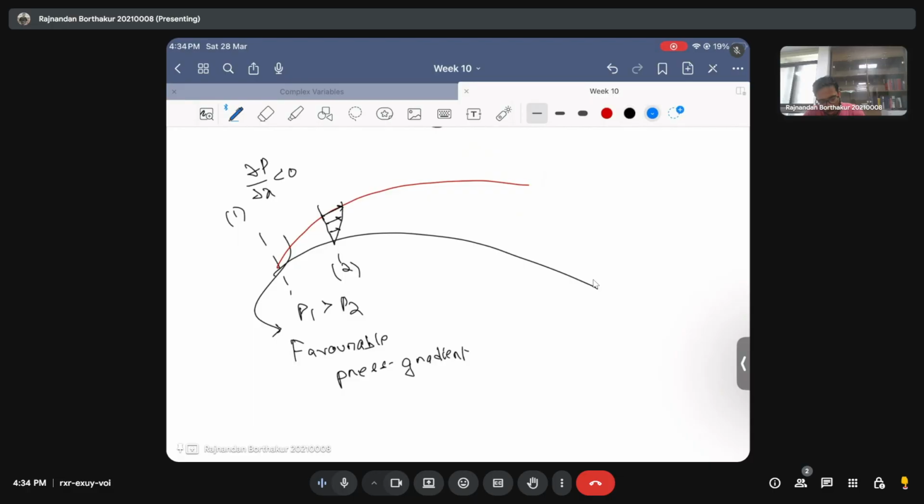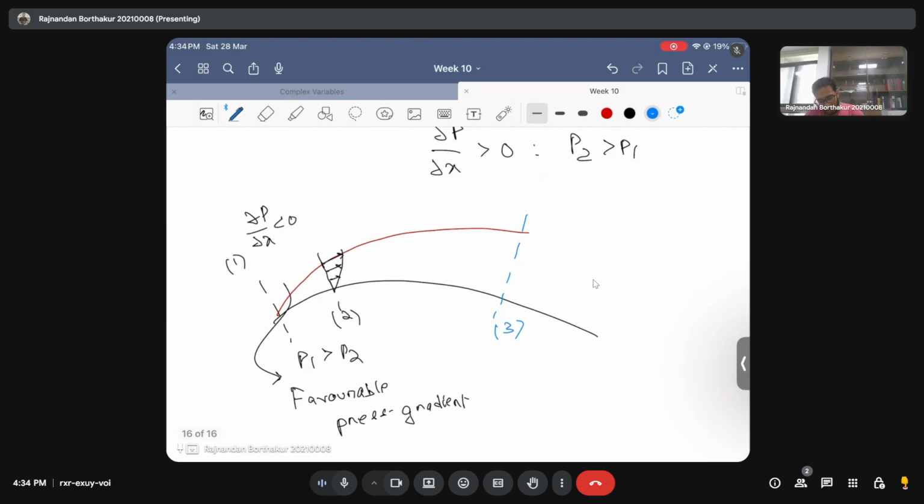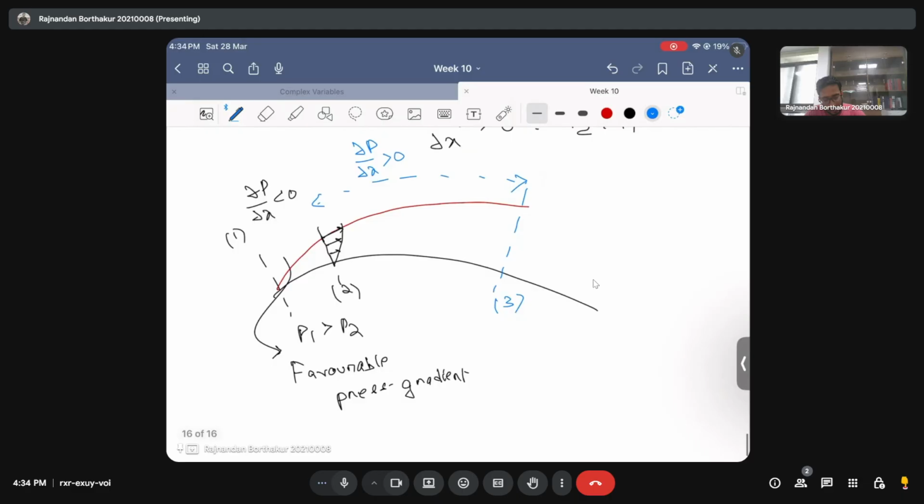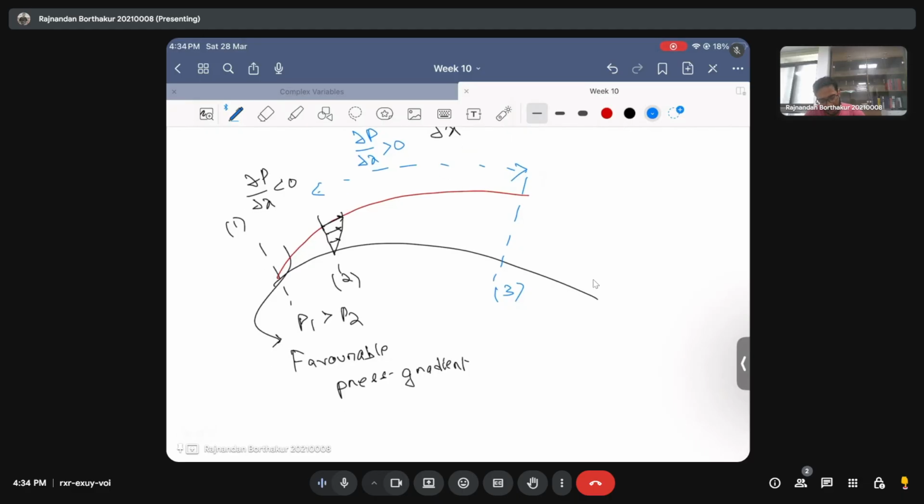But now if we take a zone, let's say this 3, and let's say in between these zones my del P by del X is greater than 0, which means that P3 is actually greater than P2. So logically what will happen? Pressure will try to tire the flow down, which means it will try to brake the flow, and then the flow will no longer have the strength to move along the surface, because additionally the surface is also providing a resistance to its motion.